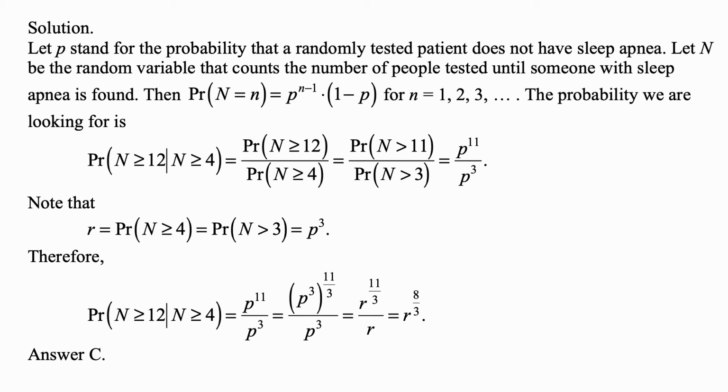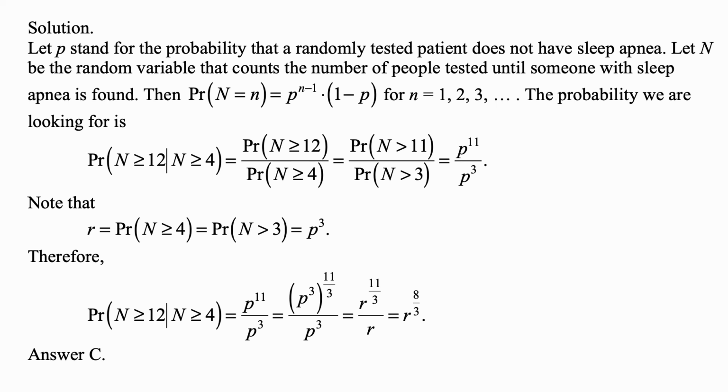And that means that in the first 11 tests, the persons didn't have sleep apnea, were free of the disease, so the probability at the top is P to the 11th, and at the bottom it's P cubed. And R is defined as the probability that N is greater than or equal to 4, which is the same as the probability that N is greater than 3, and that's equal to P cubed.